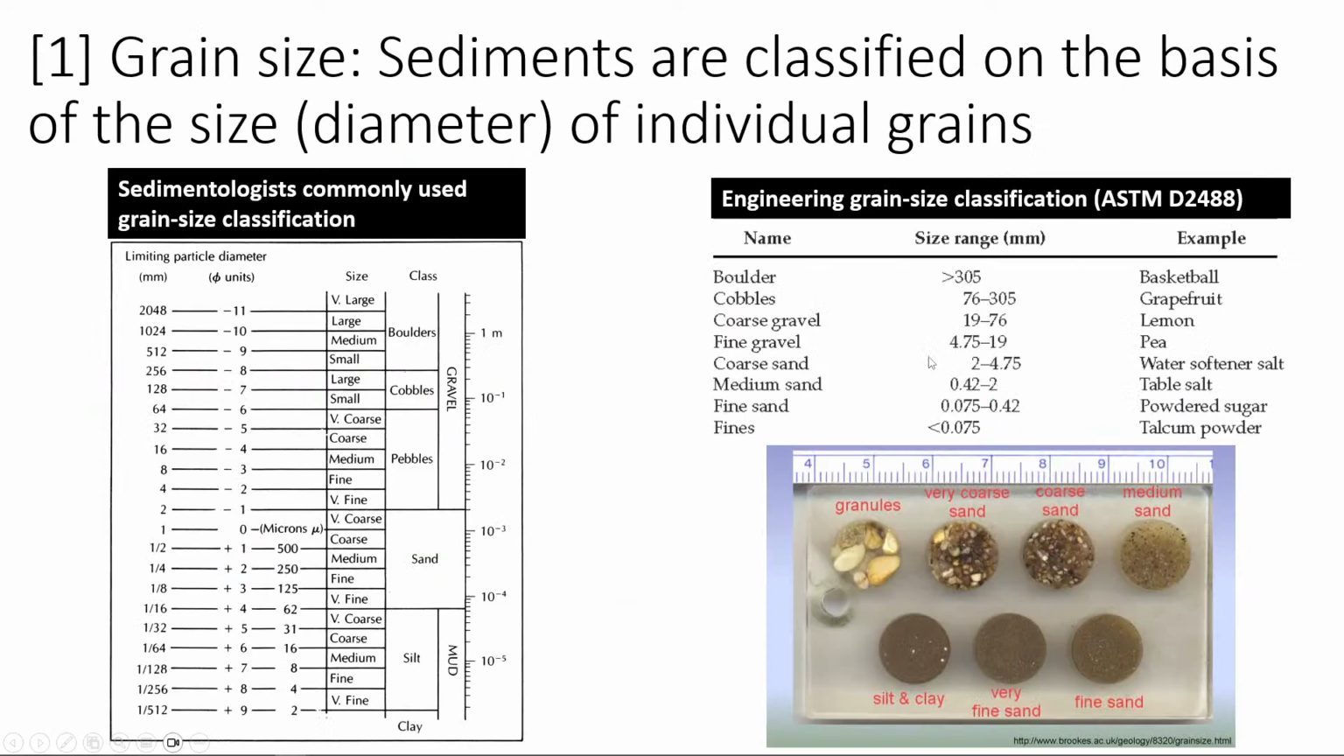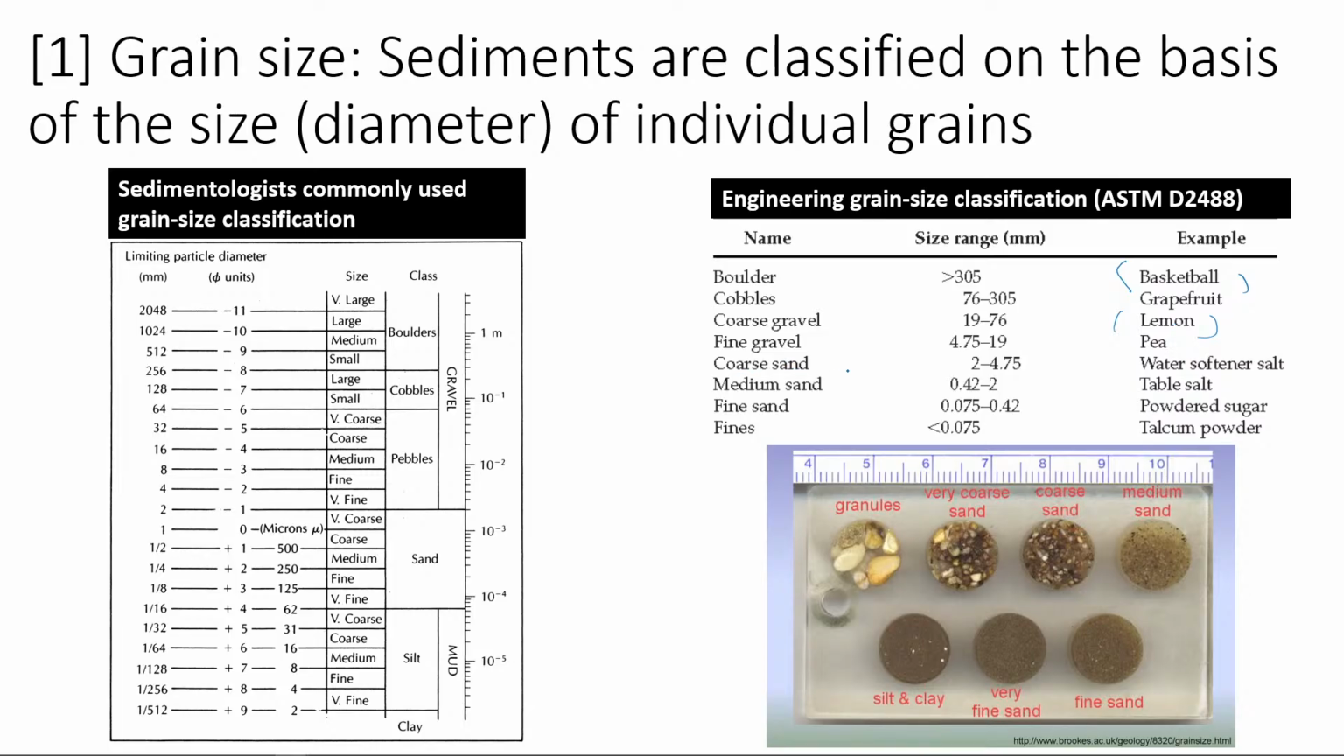So let's look here at the grain size. Sediments are classified on the basis of their size. For example, a boulder, the size of an individual grain would be about 30.5 millimeters. That would be the size of a basketball. Cobbles, for example, would be the size of a grapefruit. Coarse gravel would be the size of a pea.